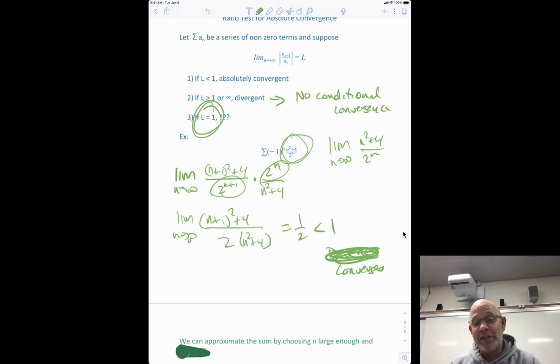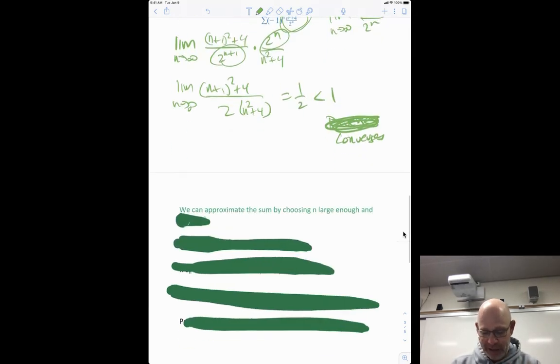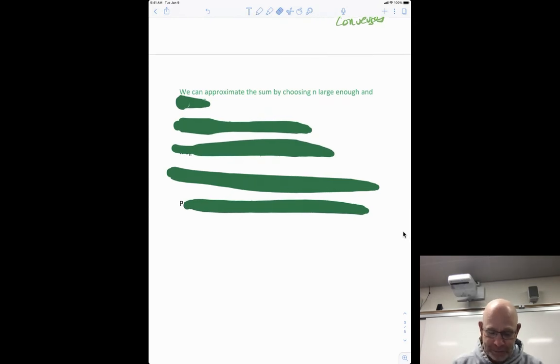Less than 1 converges, greater than 1 diverges. So let me backtrack. If it did diverge, you would not have to go back and check the limit. You would just say it diverges. If the ratio test works, there's no way you can get conditional convergence. We'll talk about that in class a little bit more.